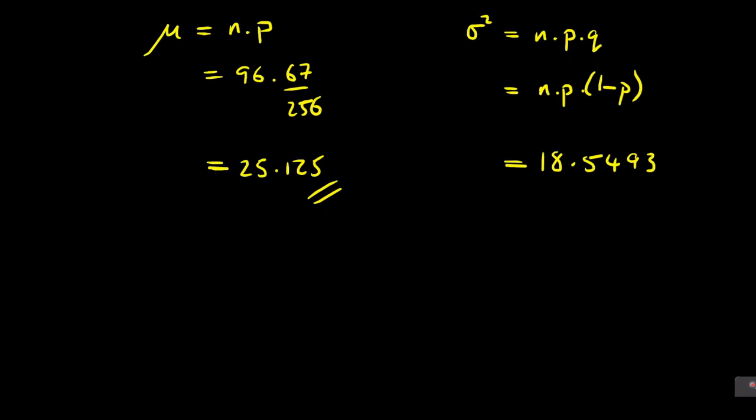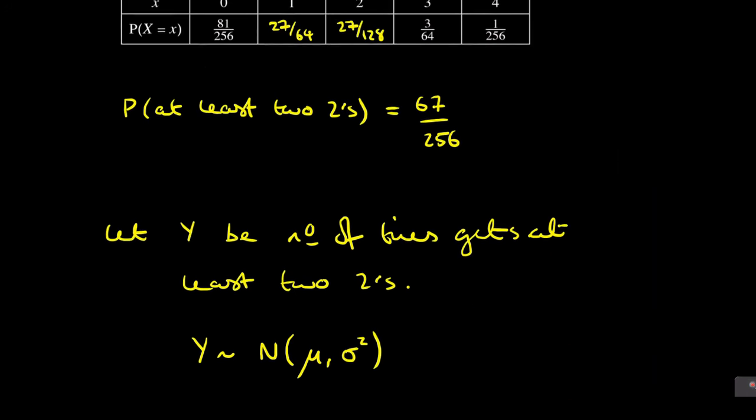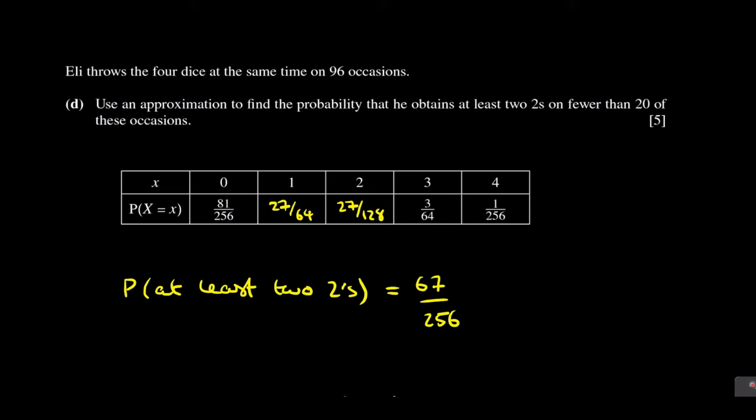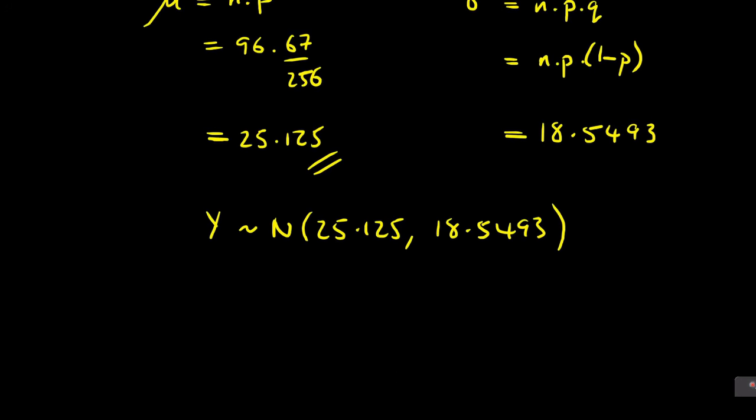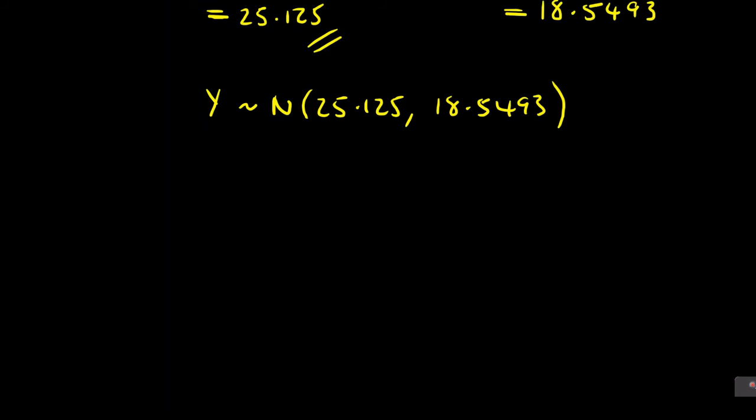So we are saying that in this case, Y is normally distributed with a mean of 25.125 with a variance of 18.5493. Okay, now what are we being asked to find? I want to find the probability that he obtains at least 2 2s on fewer than 20 of these occasions, beg your pardon. So we want the probability that Y is less than 20.